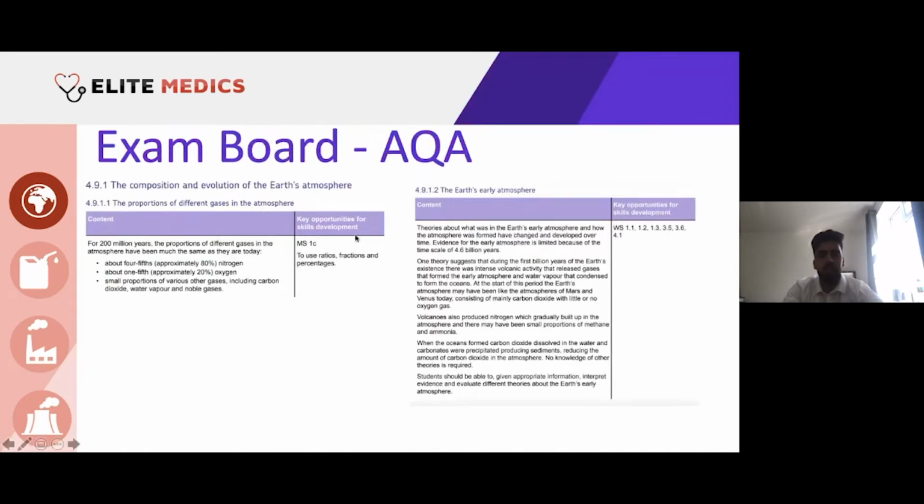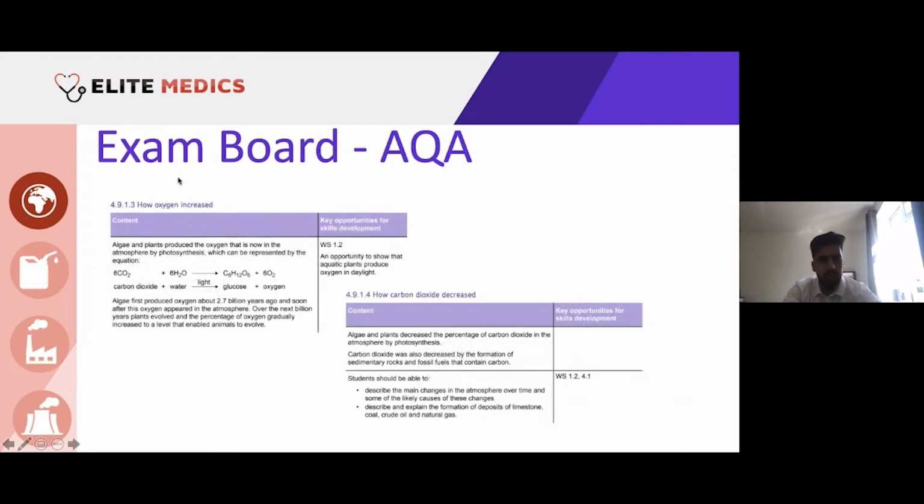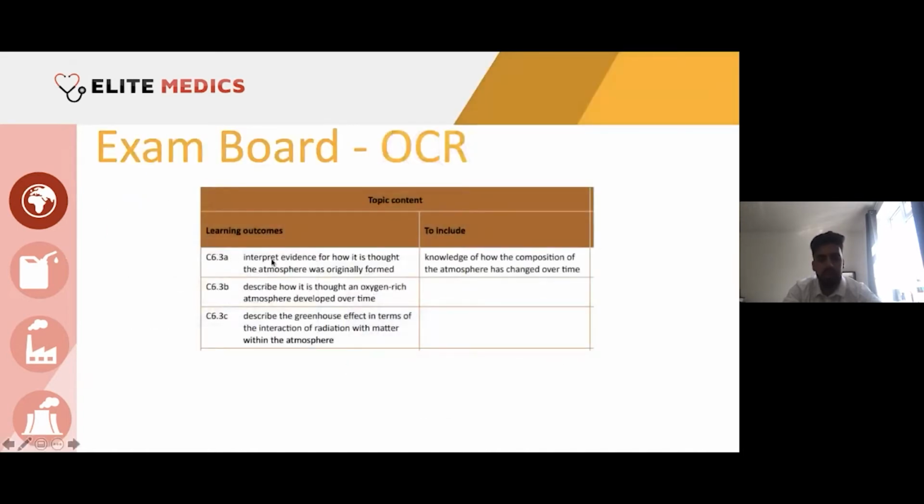You can see we've got these learning objectives from the various exam boards. For AQA, we're looking at the composition of gases in the atmosphere, and then the Earth's early atmosphere, how oxygen increased and how carbon dioxide decreased, so we need to know all these processes. OCR is looking at the evidence for how the atmosphere was originally formed, then how an oxygen-rich atmosphere developed over time, and then describing the greenhouse effect.